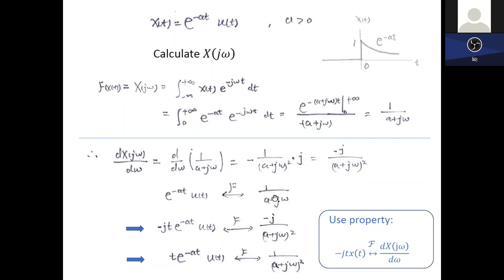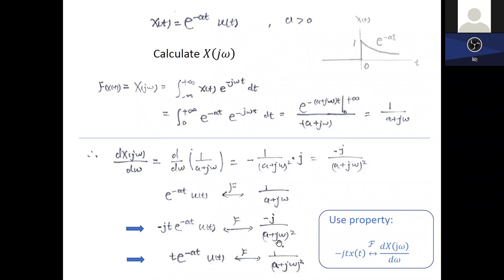And applying the frequency domain differentiation property, when we take the derivative of capital X over d omega, its inverse Fourier transform is the original time domain signal multiplied by minus jt. What is the original signal? It is exponential minus at u of t. So on the left-hand side, the exponential minus at u of t needs to be multiplied by an additional minus jt. So the Fourier transform of this signal is dX d omega, which is this.